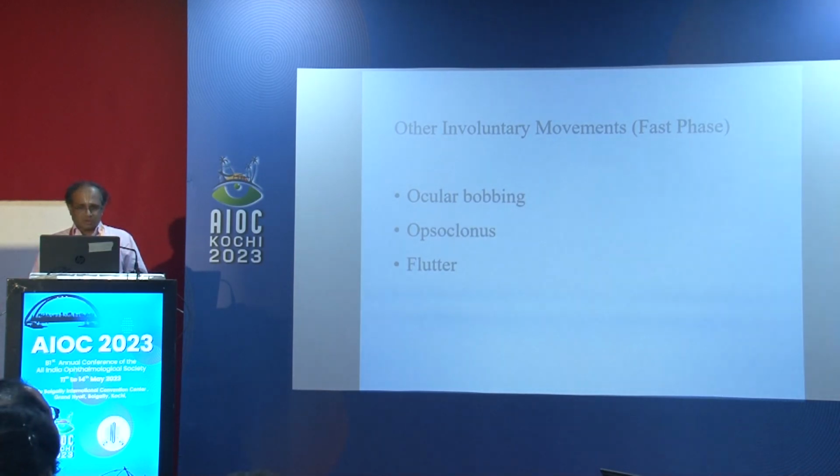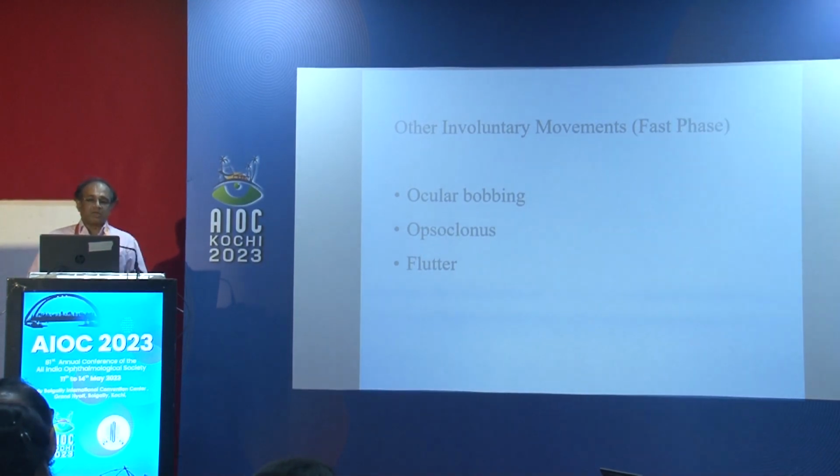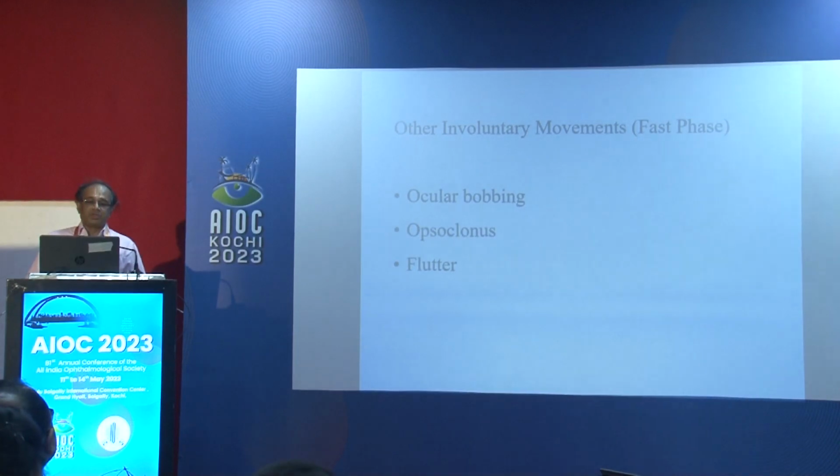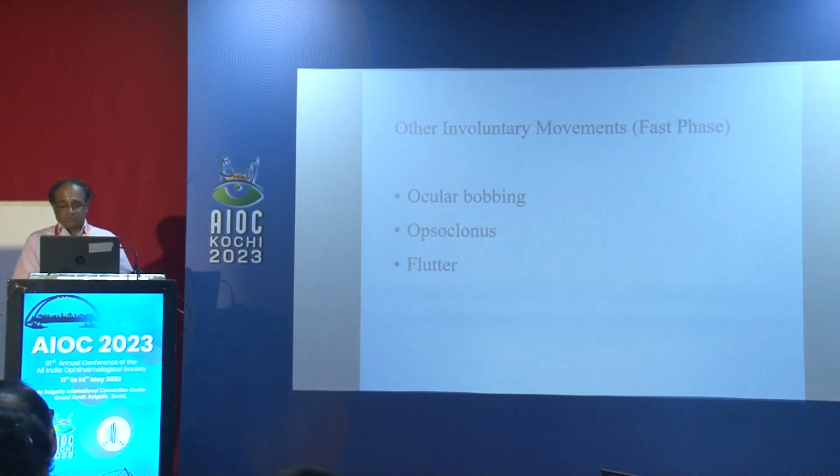So all these things we talked about: nystagmus is basically a slow phase movement with a corrective fast phase. Now when we come to fast phase, which is again very rare, this can be due to ocular bobbing or opsoclonus and flutter, which are all very rare but not very difficult to diagnose, because you will always note that there is a compensatory head movement along with it. In nystagmus you don't find a compensatory head movement, but in all these there will be a compensatory head movement.